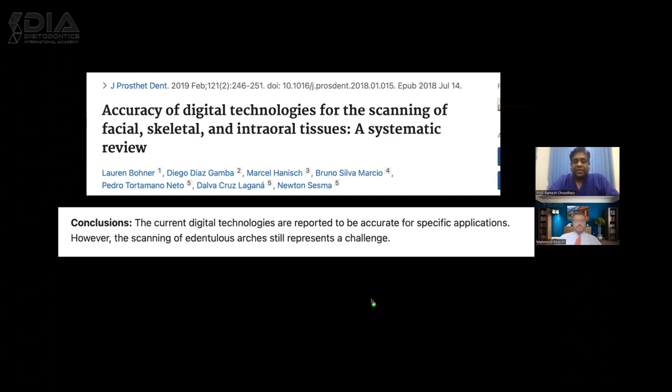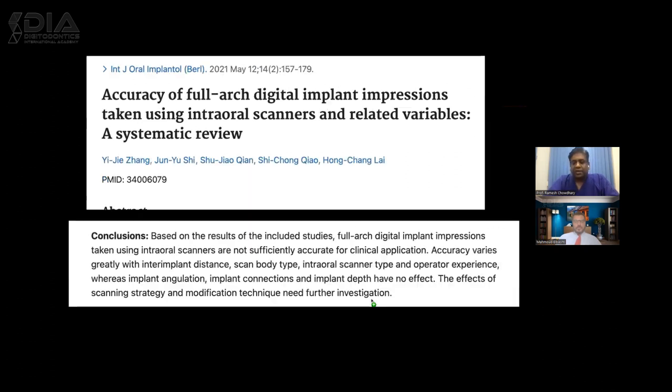But of course, now some modifications and alterations have been made, and we started doing deep scanning with better scanners. So the results are coming good.